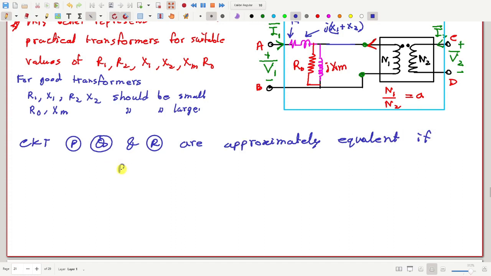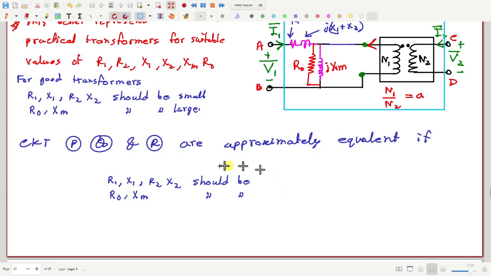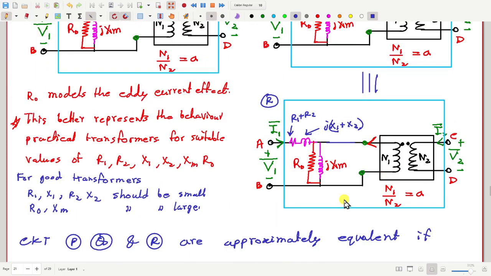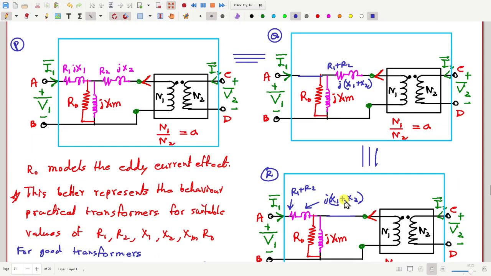if the series impedances are very small and these parallel impedances are very large, then these three circuits are equivalent. Do you see why that is so?